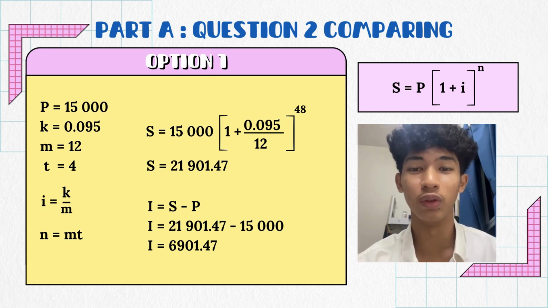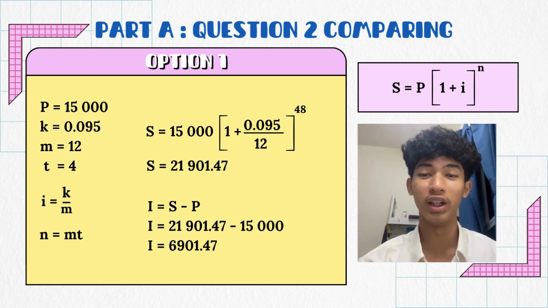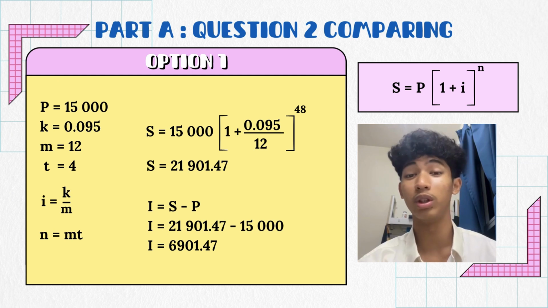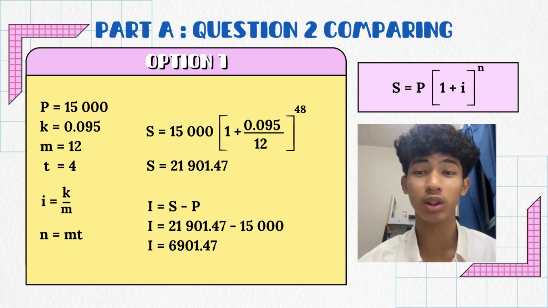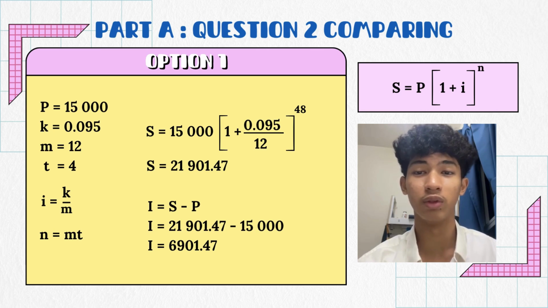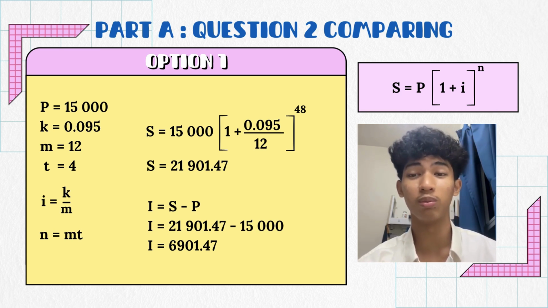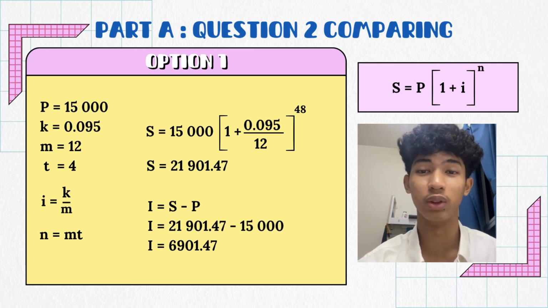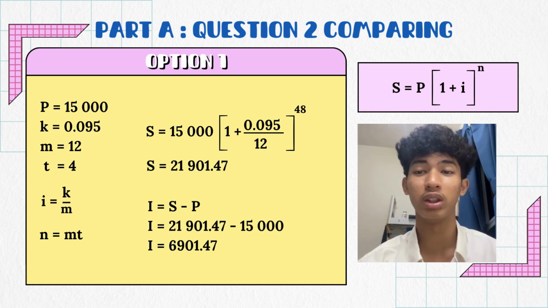Alright guys, to solve this question, just use the formula S equals P(1 + i)^n. Just enter the information given in the formula. S equals 15,000(1 + 0.095/12)^48. And the answer for S is RM21,901.47.